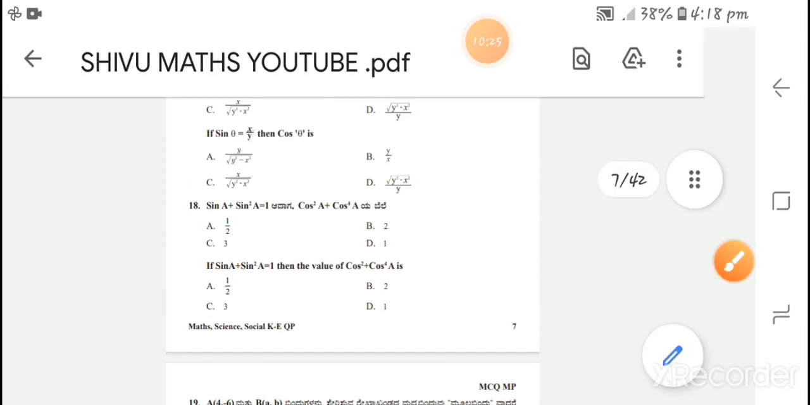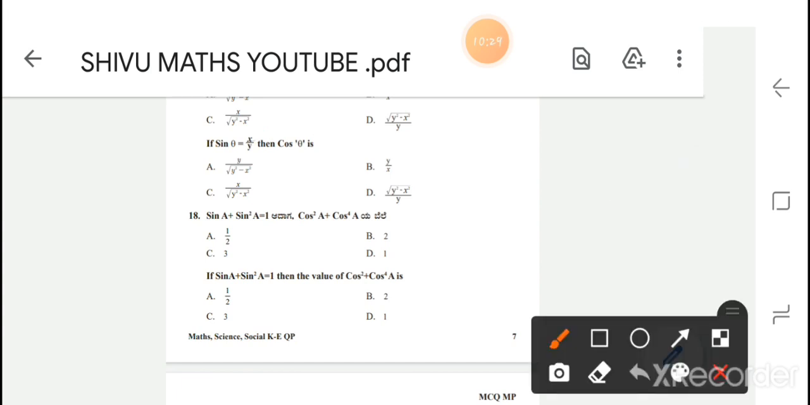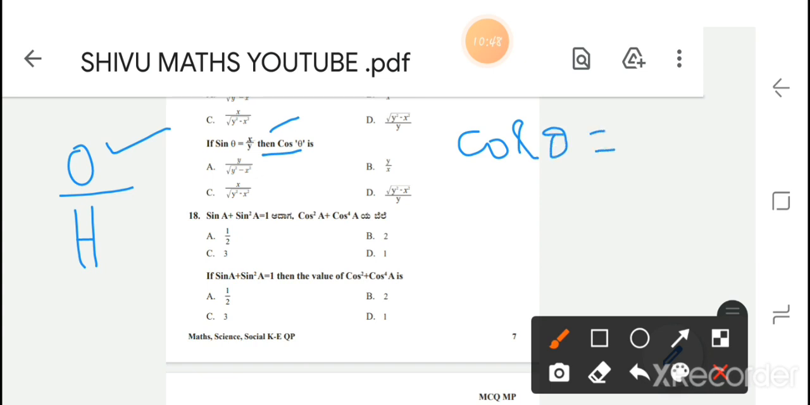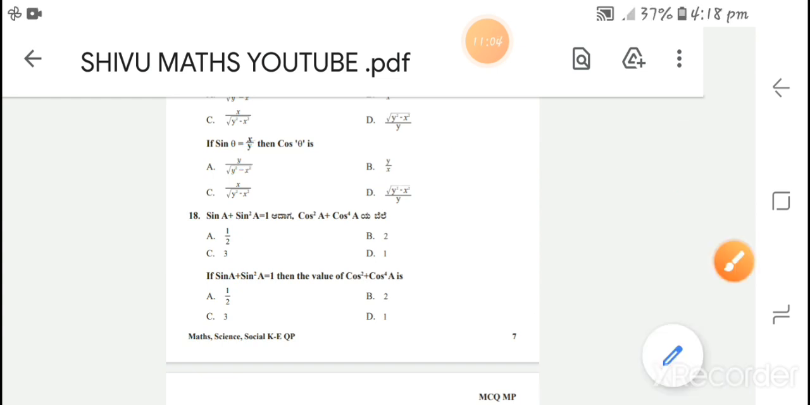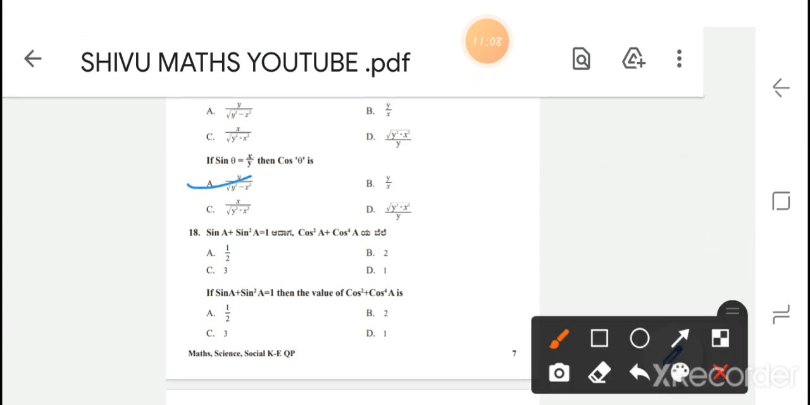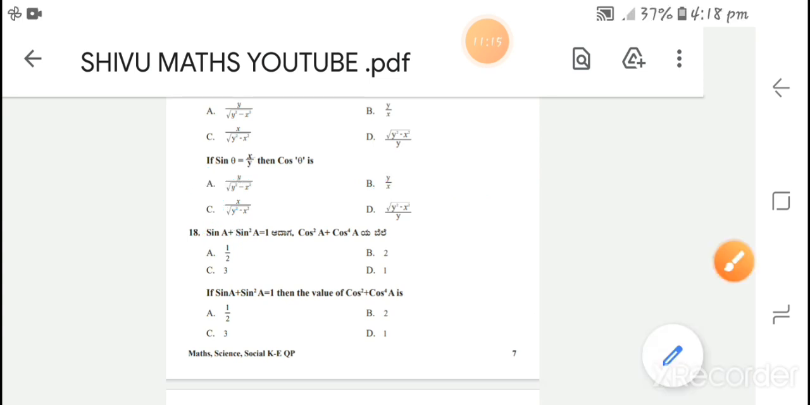So next, the 17th. If sine theta is equal to x by y, then cos theta is what? Here sine theta is opposite by hypotenuse. So opposite is x, hypotenuse is y. Cos theta is adjacent by hypotenuse. Here hypotenuse is y. Observe in the options where the denominator is y, that is the right answer. Don't calculate anything else. In the other three options there is no y in the denominator, that's why these are wrong. You select D only. Understand? This is a shortcut to find it.